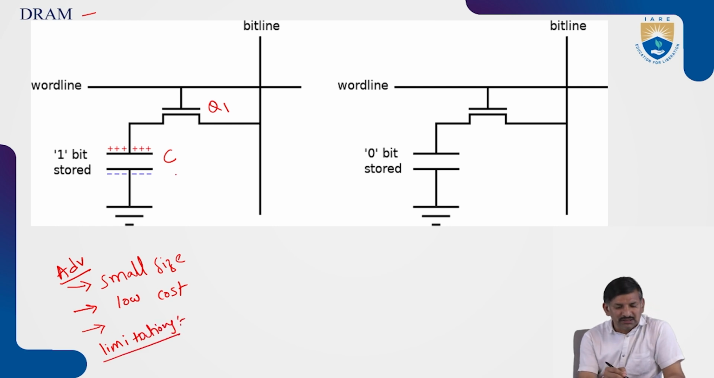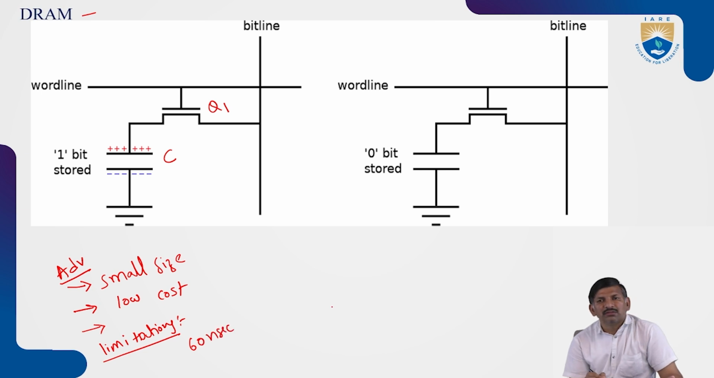Here the information is stored in the form of charge. Means the capacitor does the charging and discharging. Since it discharges, the information needs to be refreshed periodically. So it requires some more time when comparing with SRAM. So it is low speed. That's why it takes 60 nanoseconds to access the information from DRAM.